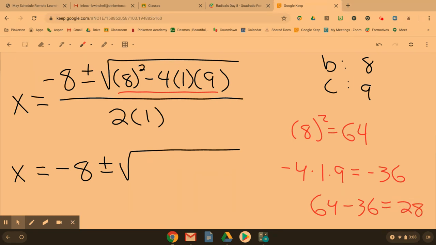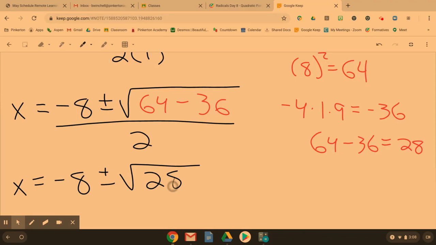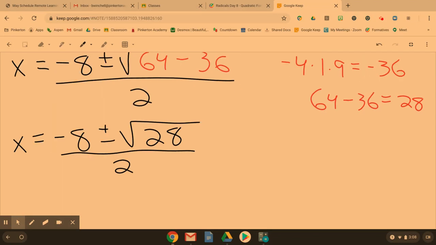So, what an absurdly long radical. I guess to show all of my work, however, I'll say 64 minus 36. And then that is being divided by 2. All right. So let's simplify that a little bit more. X equals negative 8 plus or minus radical 28 over 2. And now the hard part.